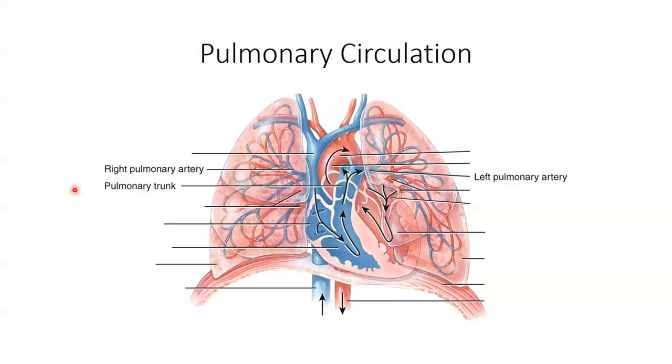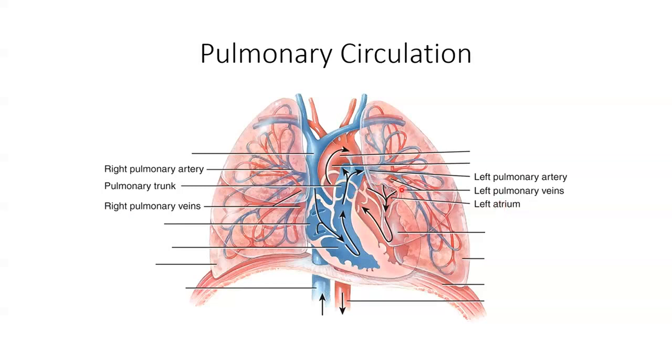The blood moves down through the lungs into the capillaries that surround the alveoli. Oxygen diffuses into the bloodstream, and the oxygenated blood returns to the heart via 4 pulmonary veins. So we have 2 right pulmonary veins and 2 left pulmonary veins. These then drain into the left atrium of the heart.